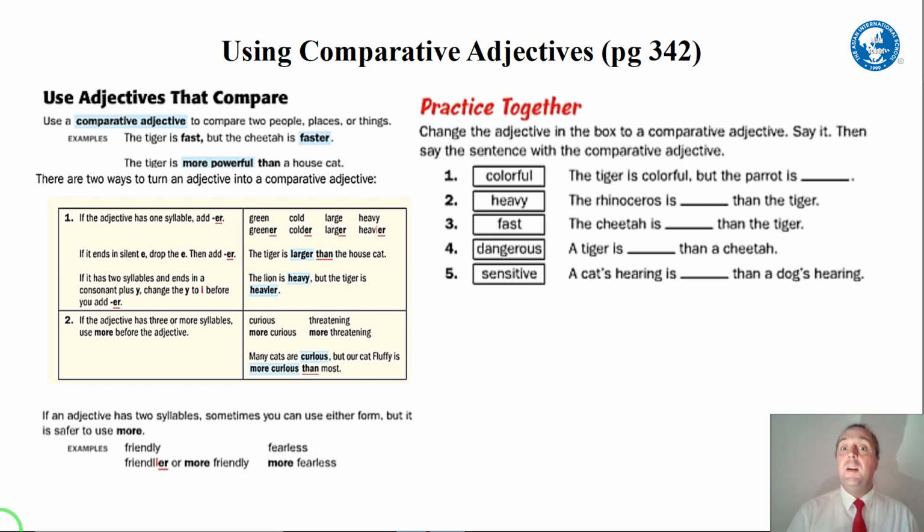Ready? Number 1, the tiger is colorful, but the parrot is more colorful. Number 2, the rhinoceros is heavier than the tiger. Number 3, the cheetah is faster than the tiger. Number 4, a tiger is more dangerous than a cheetah. And number 5, a cat's hearing is more sensitive than a dog's hearing.